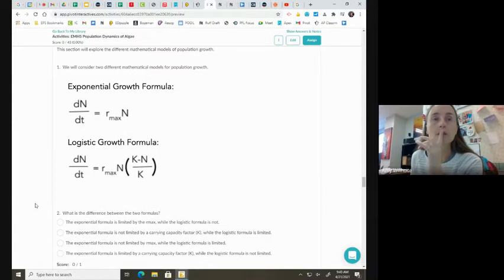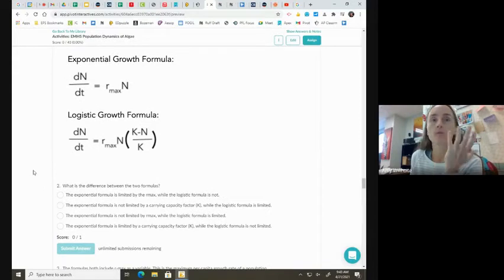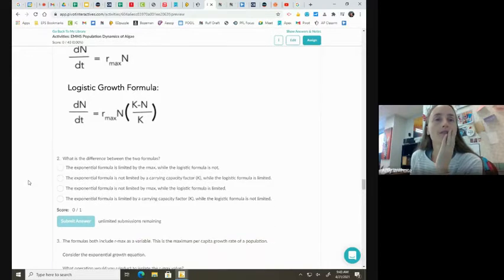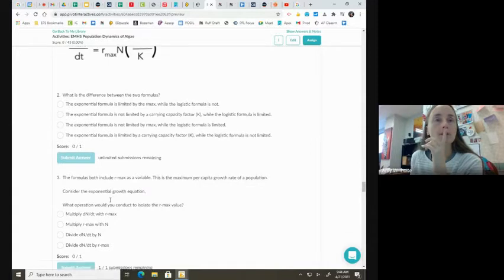Okay. So they just want you to look at these two formulas, and tell us what the difference is between them. So you have to look at these. The exponential formula is limited by r max, while the logistic formula is not. Okay, so here's the exponential formula right here inside the logistic formula. So there's got to be something different between them. So it's going to have to be something about this chunk. So just figure that one out. I think you can. If you can't, let me know.